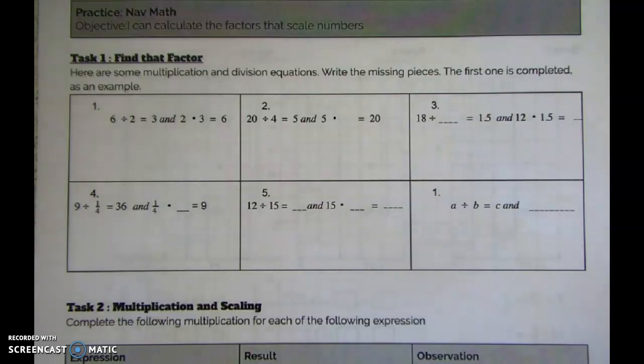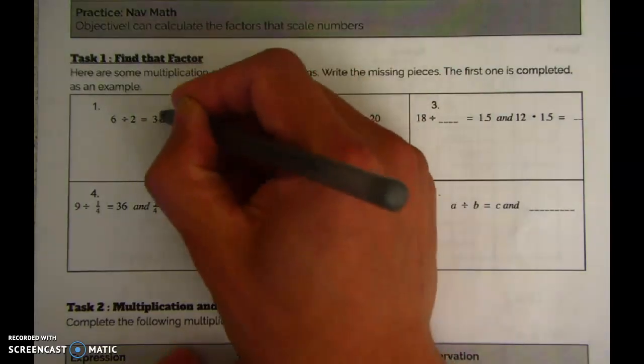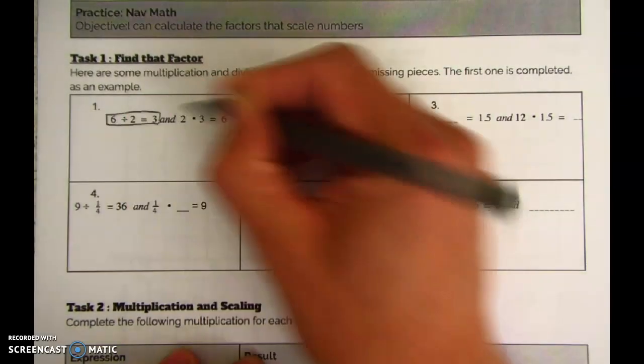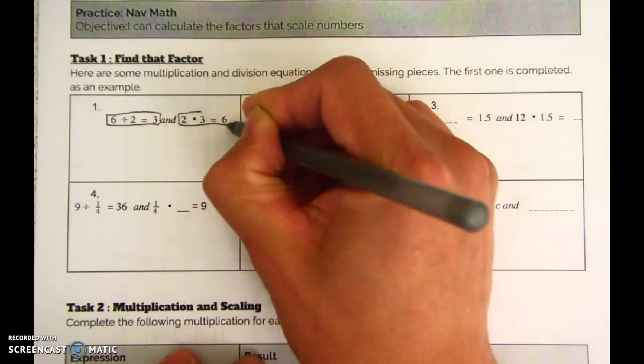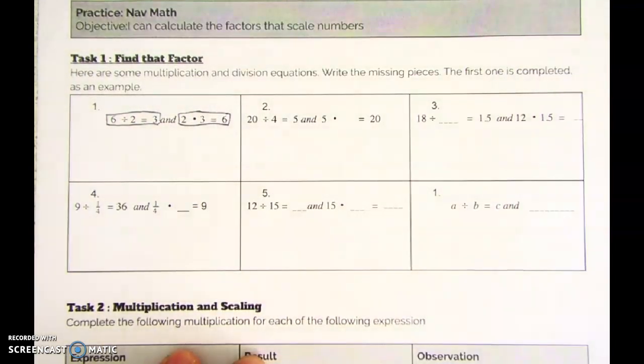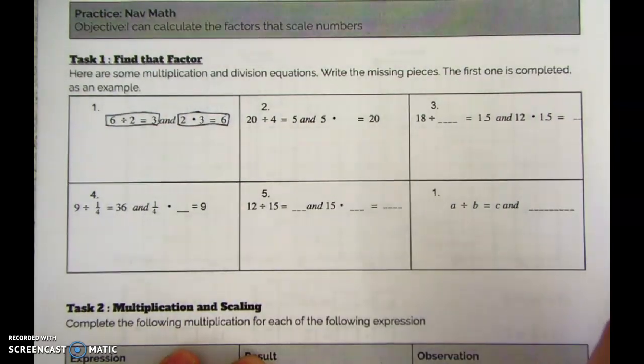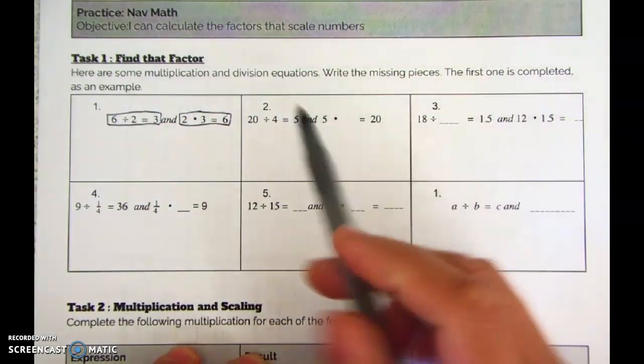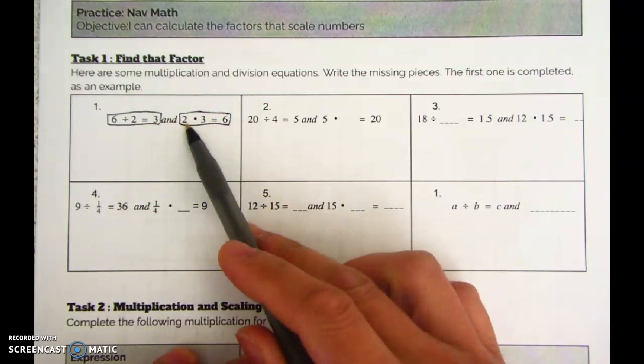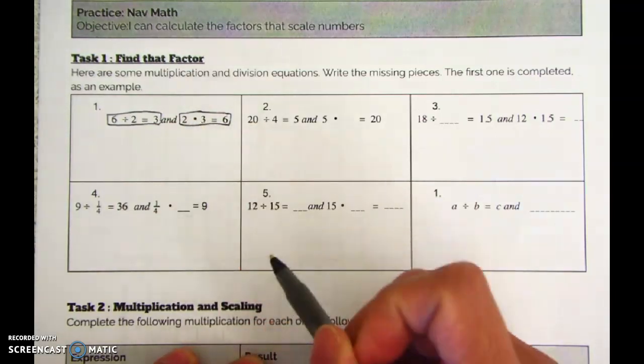So number one has two sets of equations that actually are saying the same thing. So equation 1 is here, and equation 2 is here. Equation 1 says 6 divided by 2 is equal to 3, and the second one says 2 times 3 is equal to 6. Now, we're really familiar with the second one where it says 2 times 3 gives me 6.